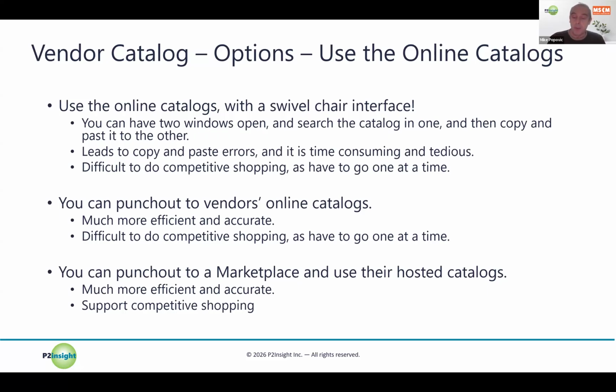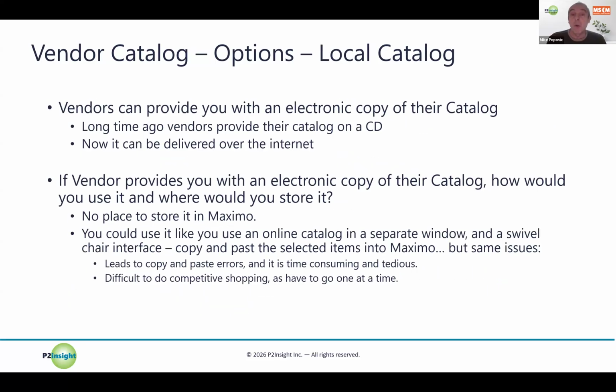What about using a vendor-supplied local version of the catalog? Vendors can provide you with an electronic copy of their entire catalog. A long time ago, they did it using CDs. They'd give you a CD with everything on it. Now you can just download it off the internet. But here's the question: if the vendor provides you with the electronic copy of their catalog, what would you do with it? Where would you put it? There really isn't a place in Maximo to store it right now.